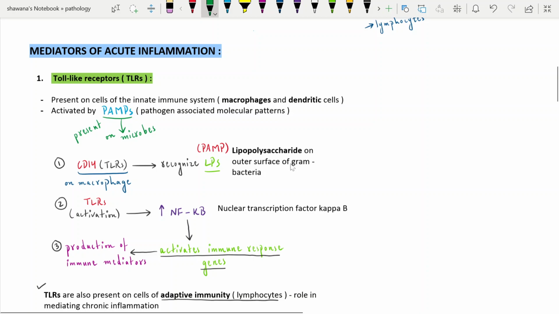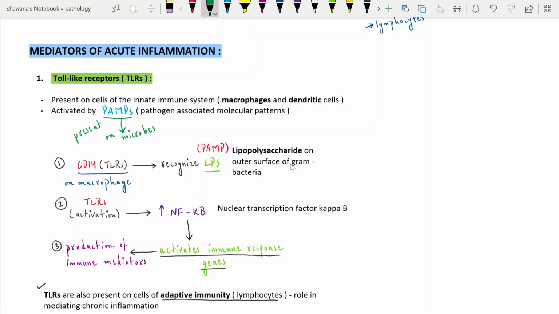Let's talk about the mediators of acute inflammation. These are very important and very high yield, and there are a lot of them, and we will discuss them one by one. So first is the toll-like receptors. Toll-like receptors are the mediators of acute inflammation. What is a mediator? A mediator is something that mediates or that causes or that promotes the inflammation.